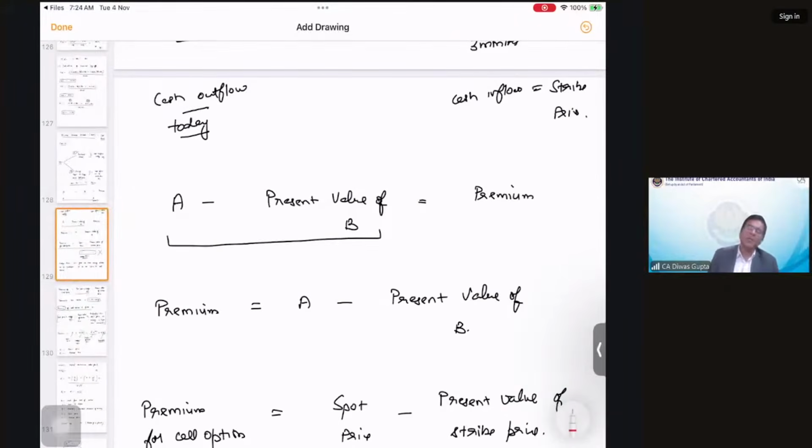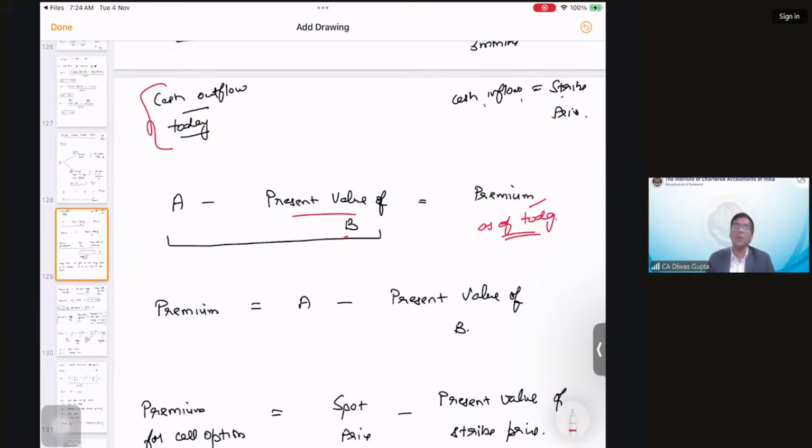Now, one thing is very clear, students. Cash outflow is happening today. The strike price will happen on expiry. So what we will have to do, we'll have to take the present value of strike price. So A minus present value of strike price will become the comparable price as on today, and it will give the premium as of today.